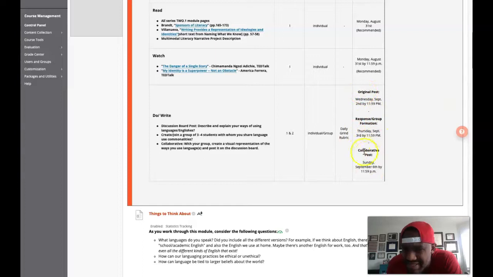So that's a general overview of what you have to do this week, and then you have three due dates over here. So the first post is due September 2nd, Wednesday, and then you have a response due Thursday, and that's when you pretty much have to have your groups formed so that you can do a collaborative post by next Sunday, September 6th. All right, so this is where all your assignments are.